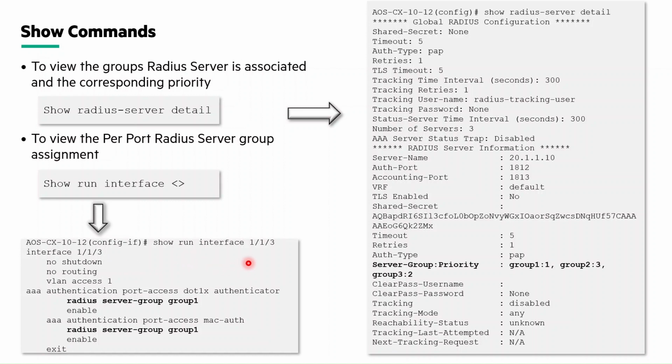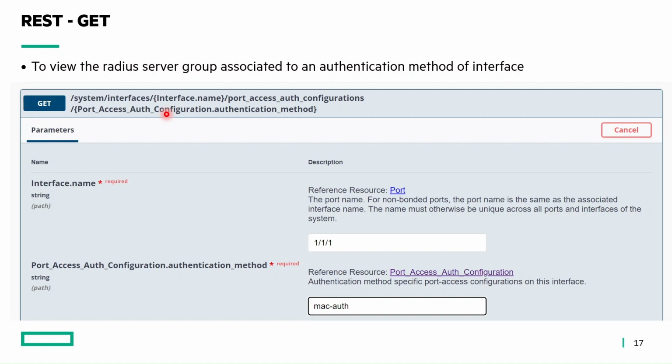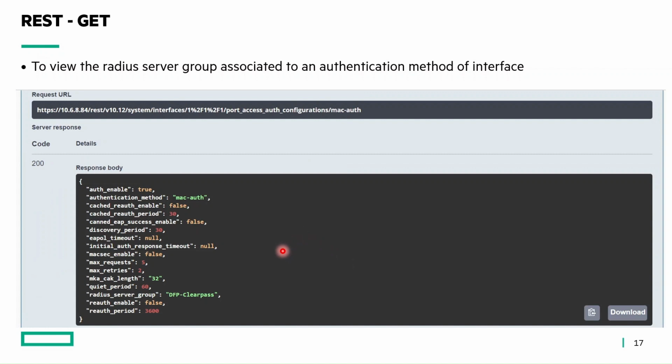As we have seen with CLI, let's see with REST how we can get the radius server assignment. This is a port level configuration. You have to go to system interfaces and then the particular interface, and you have to give which authentication method's radius server group you want to view. I am selecting here MAC auth. When we execute it, this will be the output for the REST get. It will show the particular authentication method's REST API call output, here it is MAC-auth, and then it will show the radius server group assignment as the configured per port radius server group.